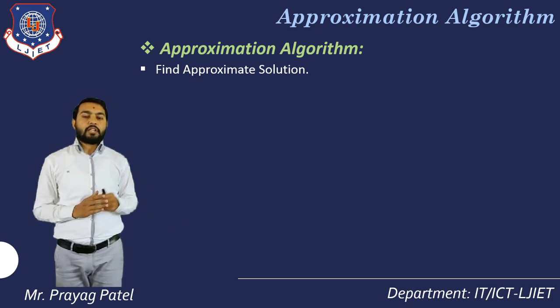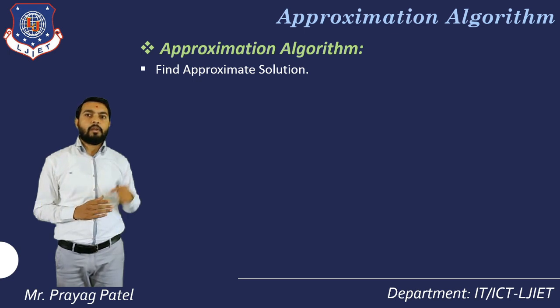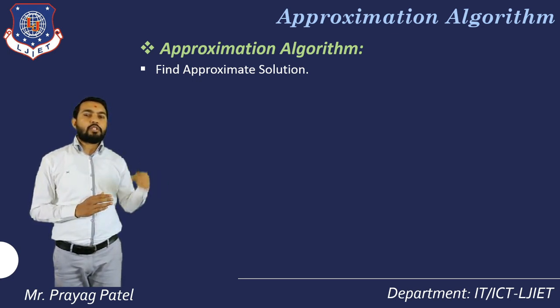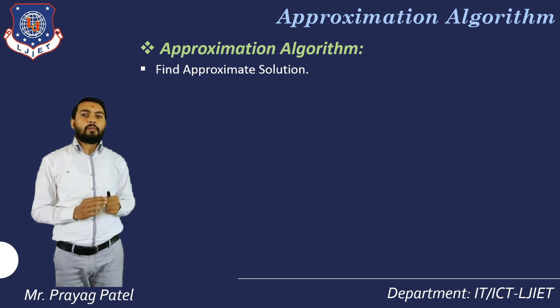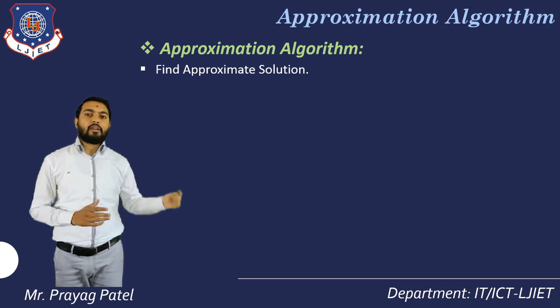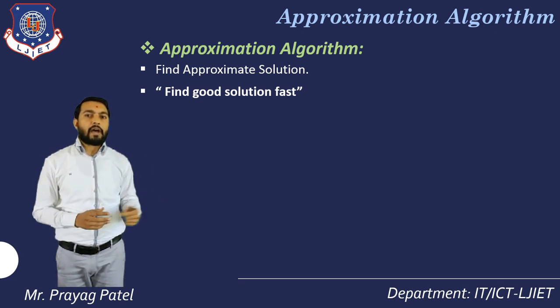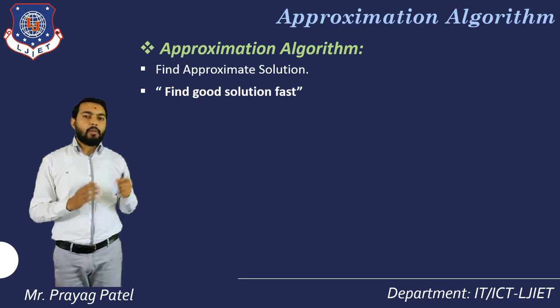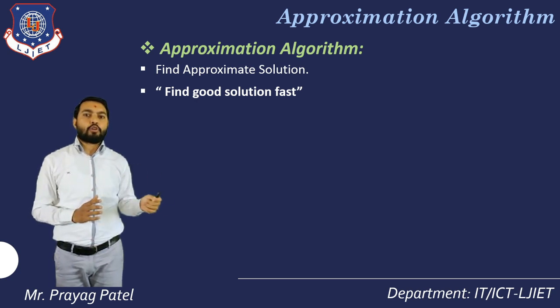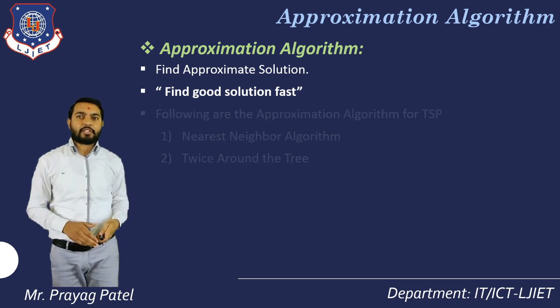Because the approximation algorithm finds the solution very quickly. Without having all the information, we can find the solution using the approximation algorithm. We use the approximation algorithm to find an approximate solution, because an actual algorithm always gives the actual, perfect solution, while an approximate algorithm gives an approximate solution. In another way, we can say it finds a good solution fast. Using the approximation algorithm, we can find a good solution, not the best solution. So for finding a good solution very quickly, we can use the approximation algorithm.